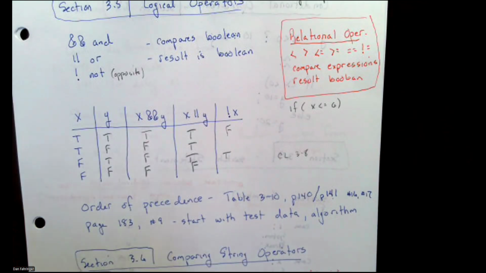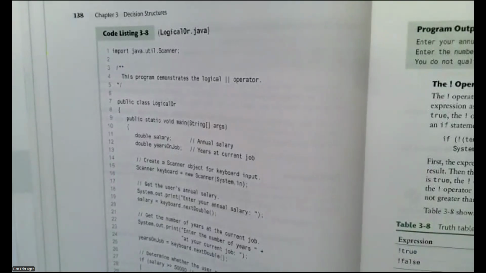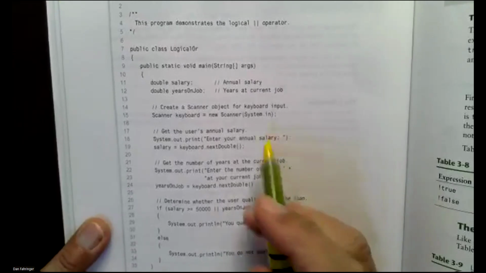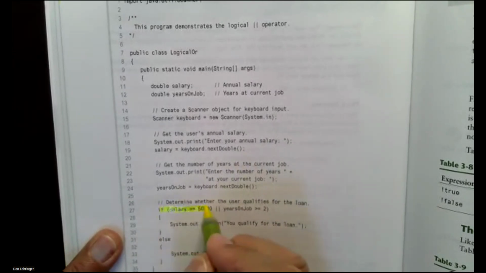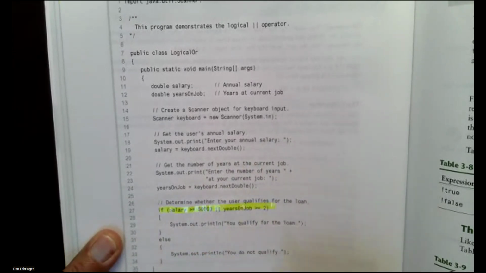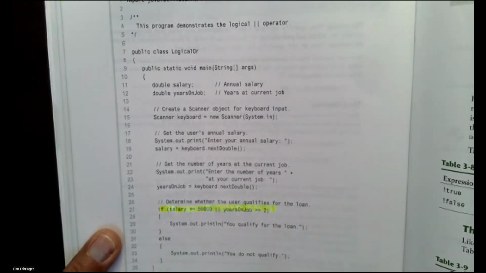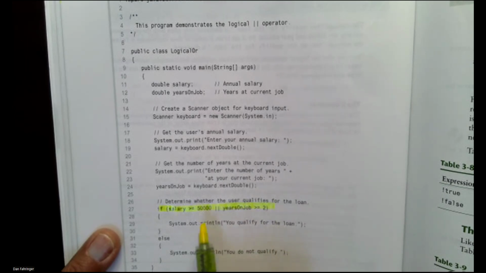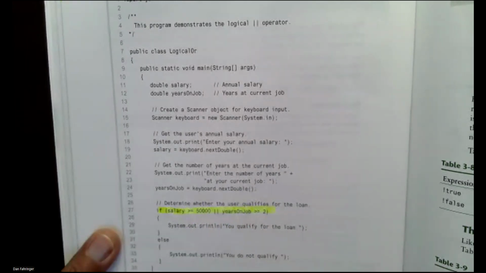Okay, according to my notes, you typed in code listing 3.8, which looks something like this. I enter a salary, and if the salary is greater than $50,000 or years on the job is greater than or equal to 2, there you go, you qualify for the loan. So this is an or statement, which means one of these two had to be true. Well, I make $20,000, but I've been on this job for 40 years, so I qualify for the loan.